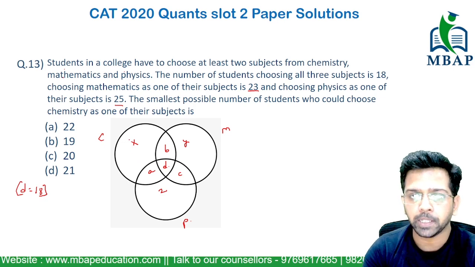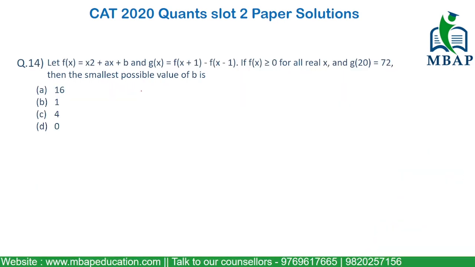The next question is on functions. The question says let f of x is equal to x squared plus ax plus b, and g of x has been given to you as f of x plus 1 minus f of x minus 1. For all f of x to be more than 0, g of 20 has been given to you as 72. The question is find the minimum possible value of b.